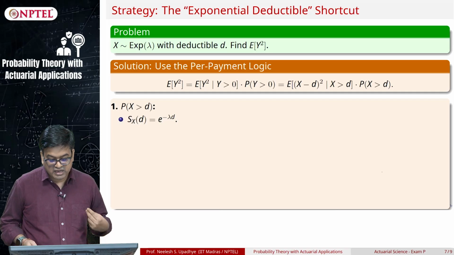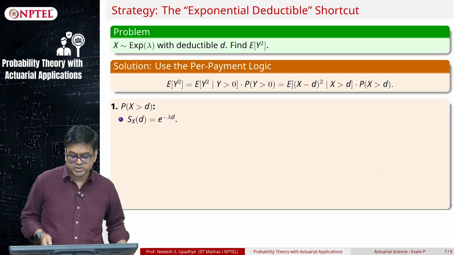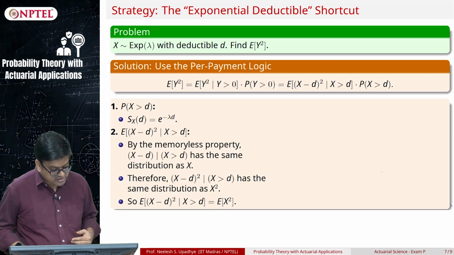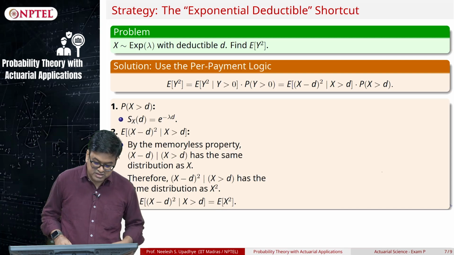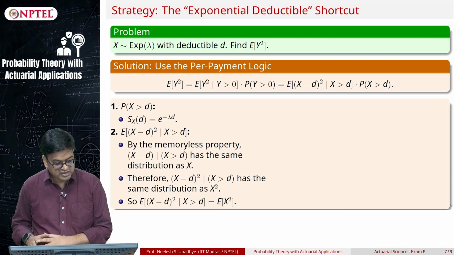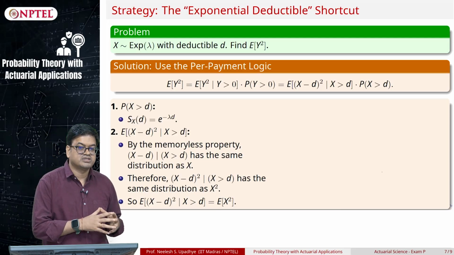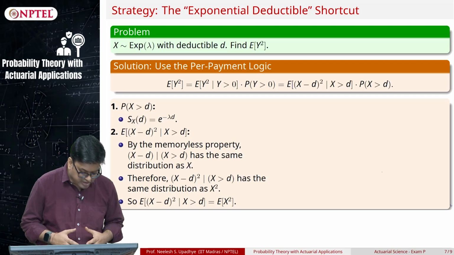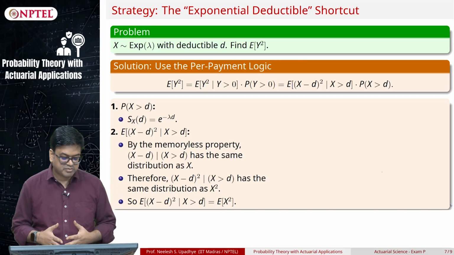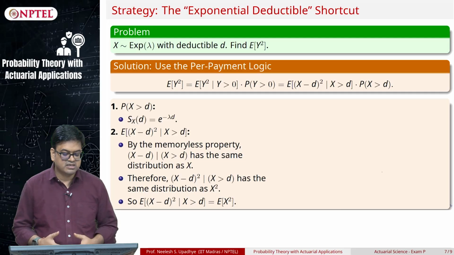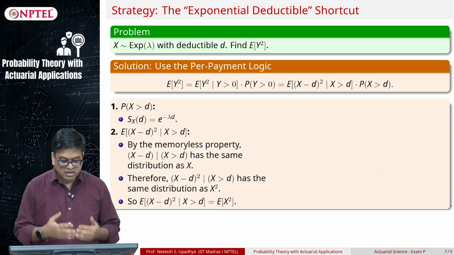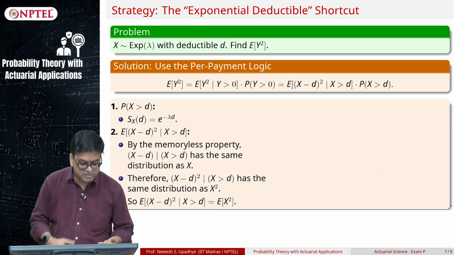Naturally, this has to do with the memoryless property. Whether I start from d or start from 0, the distribution is going to be the same. So, by the memoryless property, (x minus d) squared given x is greater than d will have the same distribution as x squared. Therefore, the expected value of (x minus d) squared given x greater than d is the same as the expected value of x squared. Now, you see the beauty, how simple it is.